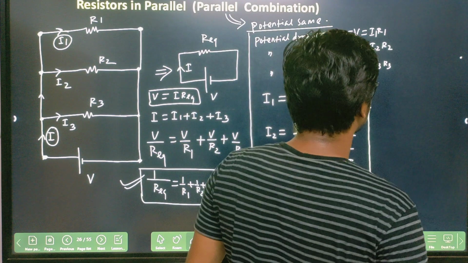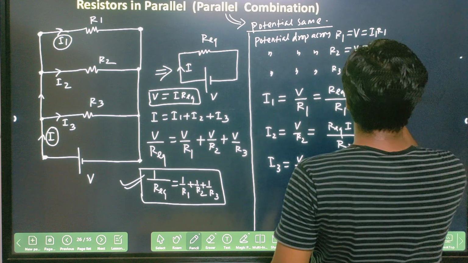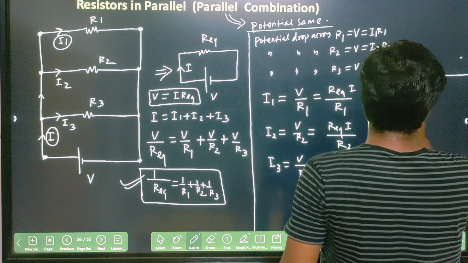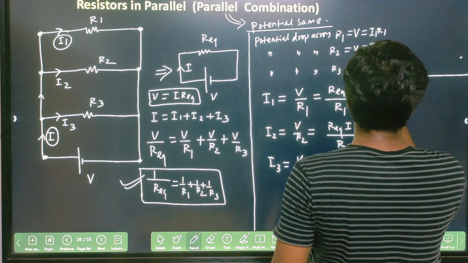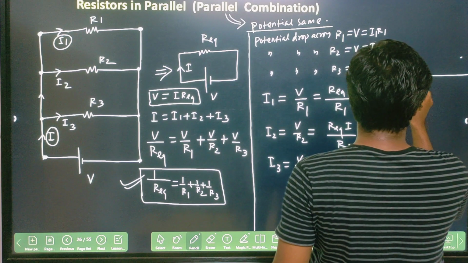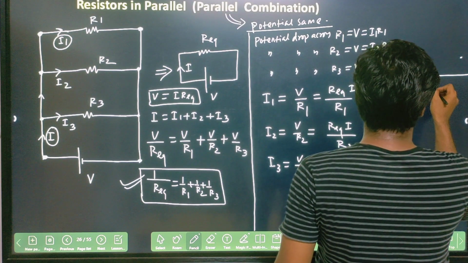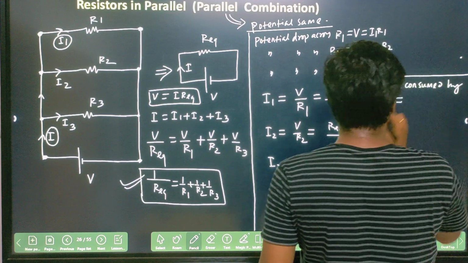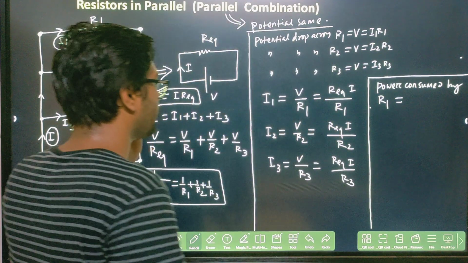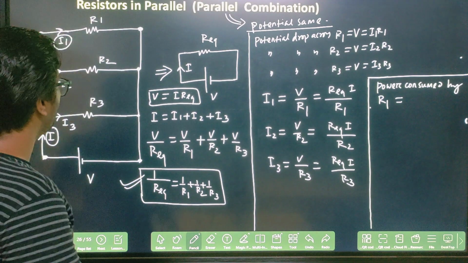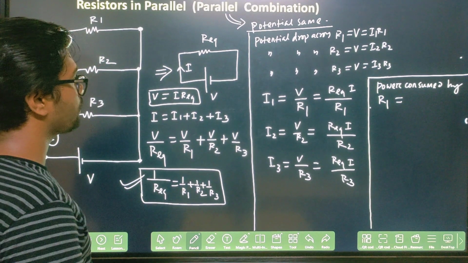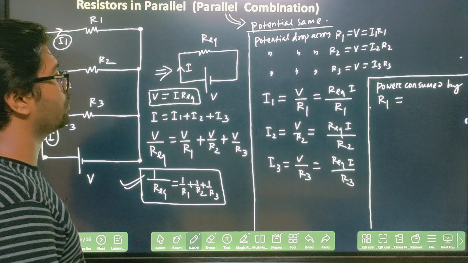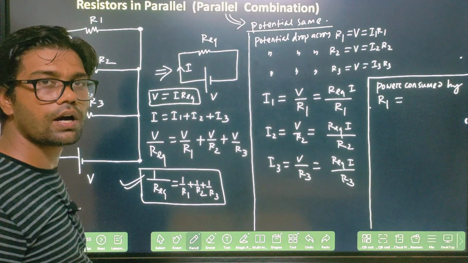Can you find out potential drop? Or sorry, power consumed. So power consumed by R1 will be how much? Power consumed by R1, we will say, will be V into I1, or you can say I1 square into R1.